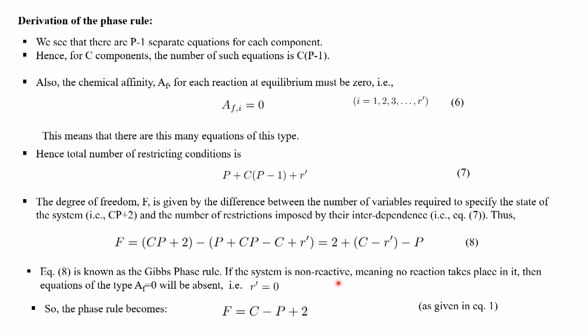If the system is non-reactive, meaning no reaction is taking place in it, then the equations of type A_i equals 0 will be absent, that is R prime will be 0. So basically we can omit this R prime because no chemical reaction is taking place. So the phase rule becomes F equals C minus P plus 2. This is the general expression we are aware of. So the number of degrees of freedom F is number of components minus number of phases plus 2. This plus 2 term comes because we considered both pressure and temperature changes, so it comes from T and P, temperature and pressure.